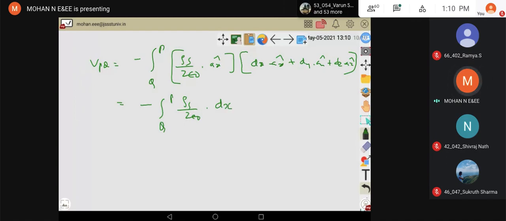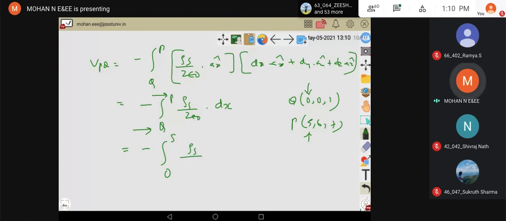Yes. So what are the limits on x here? That's the question. So what are the limits on x here? x at the Q point, x at the P point. What is x at the Q point? Q is at (0, 0, 1). The x on P, which is at (5, 6, 7), is 5. So on the P point, x is 5, and on the Q point, x is 0. So the limits turn out to be 0 to 5 of rho s by 2 epsilon naught dx.